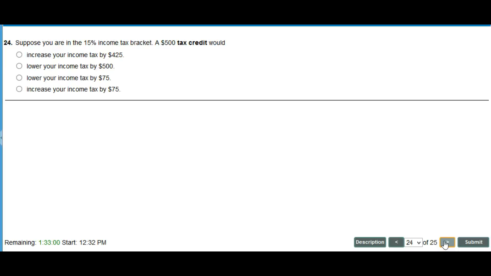Question 24. Suppose you are in the 15% income tax bracket. A $500 tax credit would increase your income tax by $425. Lower your income tax by $500. Lower your income tax by $75. Increase your income tax by $75.